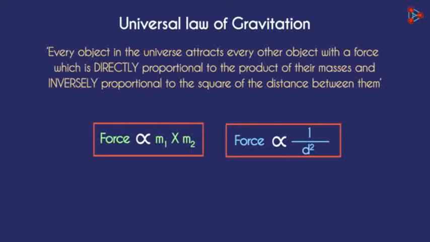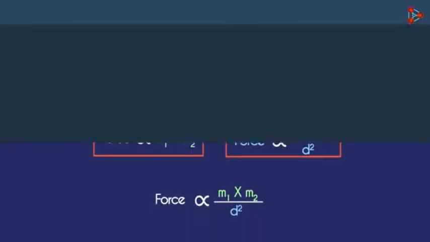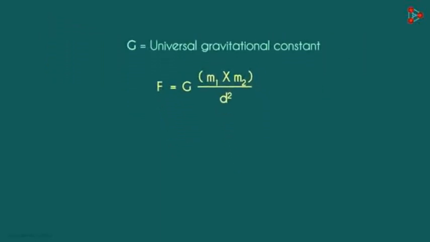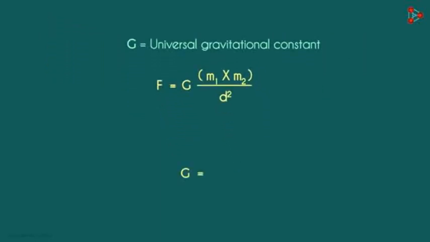With this data, we can write it mathematically like this. So if the mass of any of the objects increases, the gravitational force will have more magnitude. And the more the distance between the two objects, the lesser will be the gravitational force. Directly proportional to the product of the masses and inversely proportional to the square of the distance between them. This can be written as F equals G times m1 times m2 over d squared. G here is the constant of proportionality and is called the universal gravitational constant. The equation can be modified and written as G equals F times d squared over m1 times m2.